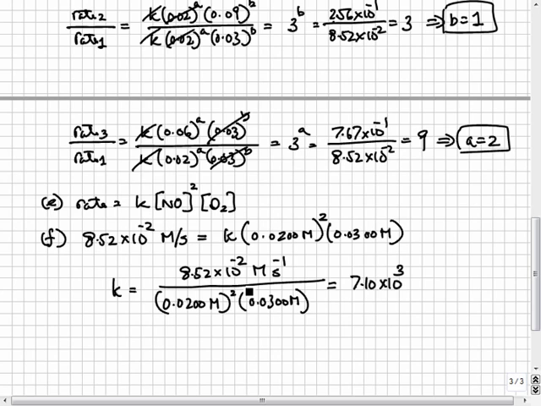The correct unit for K should be molar to the minus 2, second to the minus 1, because there is 1 power of concentration on top, but 3 on the bottom.